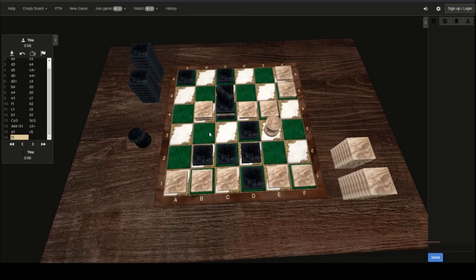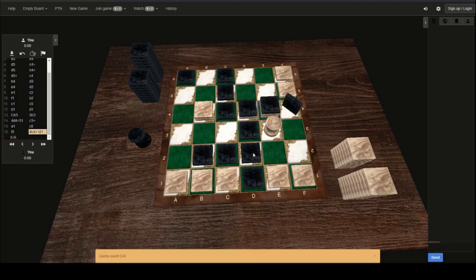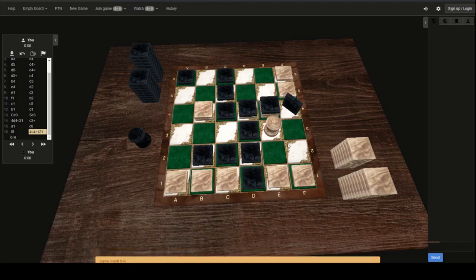A drawbridge is when you move a wall stack to create a road. In this case, if we take this black stack with a wall on top and spread it out, that created a road. And that is a drawbridge.